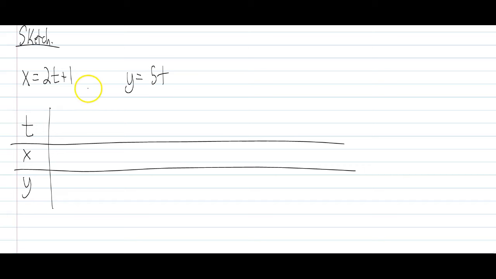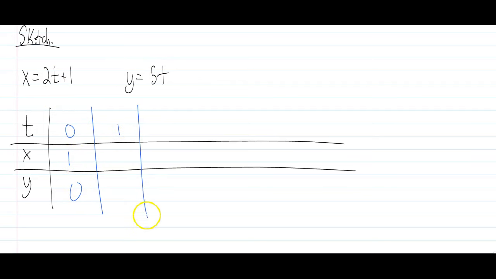We have two different equations. There's an x value and there's a y value, and they both are a function of t. So if I want to know where this graph is located when time equals 0 at the very beginning, I could plug 0 in for t. If I plug it into the x equation and the y equation, I get a point at 1, 0. So at 0 seconds, it's at 1, 0.